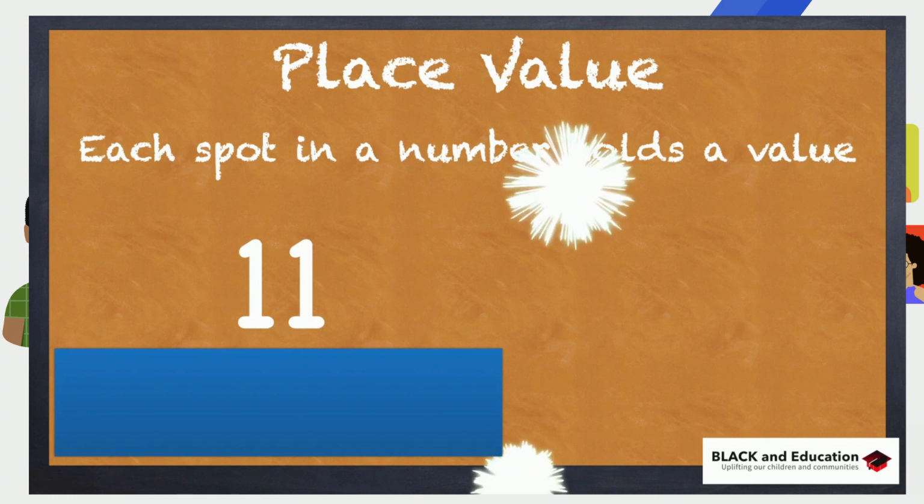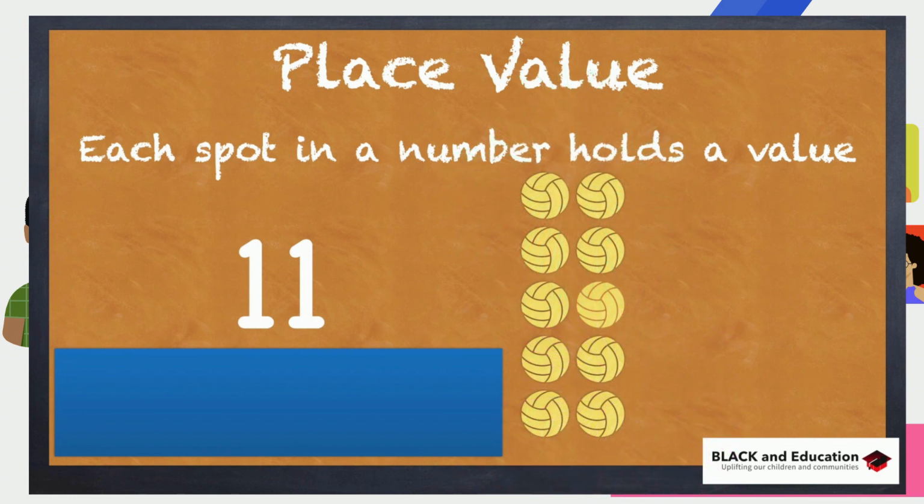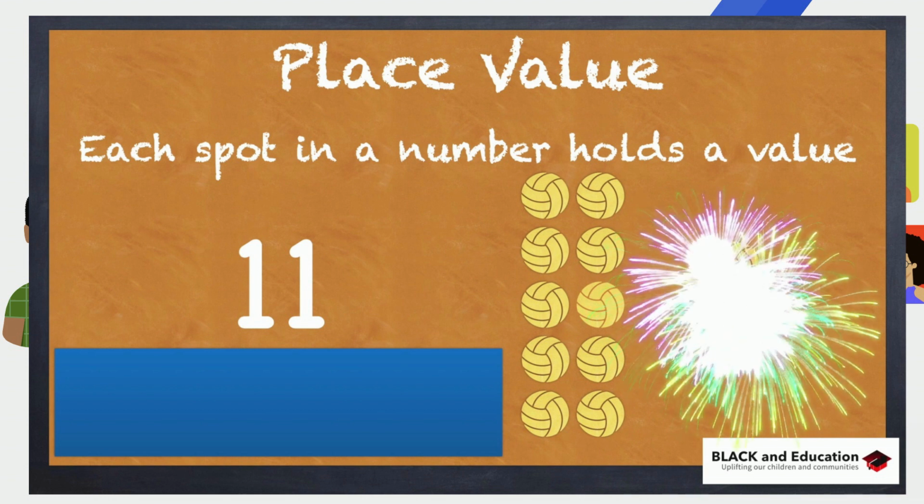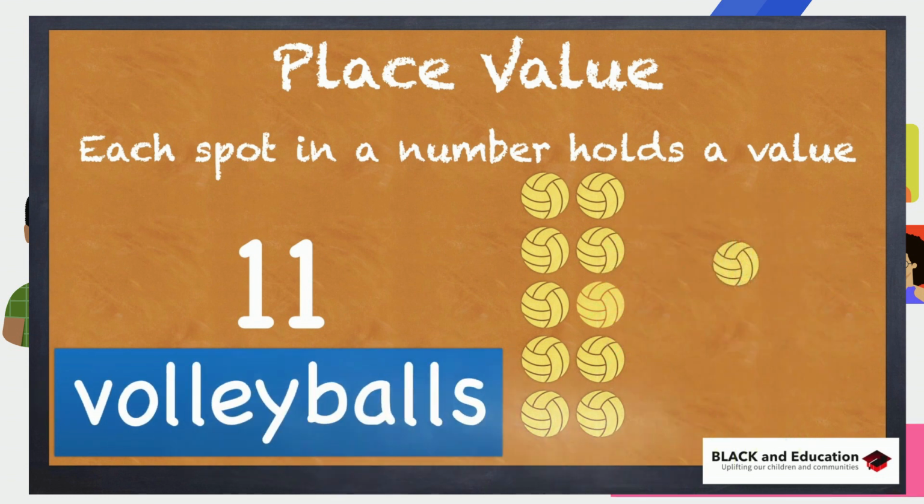So let's say I take the number 11 here. I can use it to represent 11 volleyballs. I have 10 volleyballs right here and I have one more. And I know that 10 plus 1 equals 11. So I have 11 volleyballs.